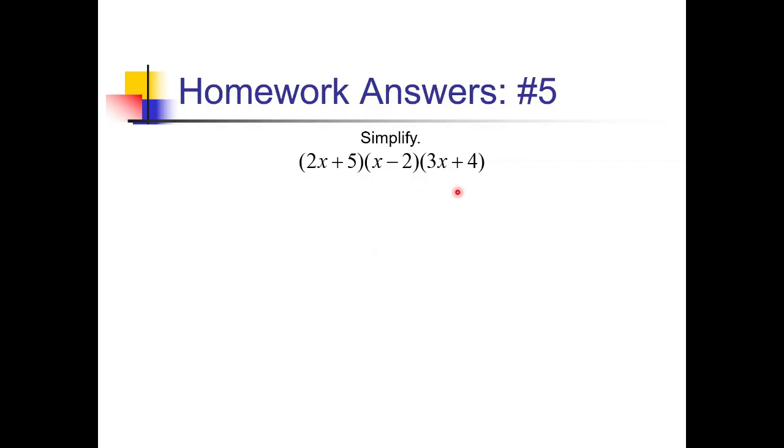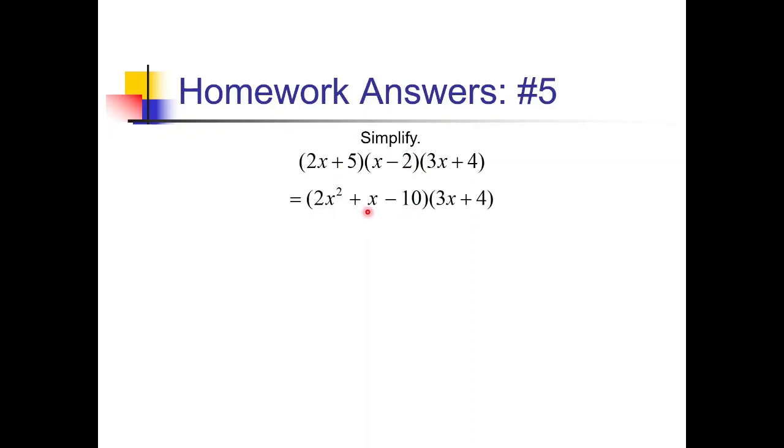To multiply these three binomials together, I'm going to first multiply these first two together, get an answer, and then multiply that by the last one. I can really only do one multiplication at a time here. So we've got 2x times x, which is x squared. And then my next step is going to be a little bit of mental math here. 2x times negative 2 is negative 4x. In here we've got a 5x. 5x minus 4x gives me a plus 1x for that middle term. And then 5 times negative 2 is negative 10.